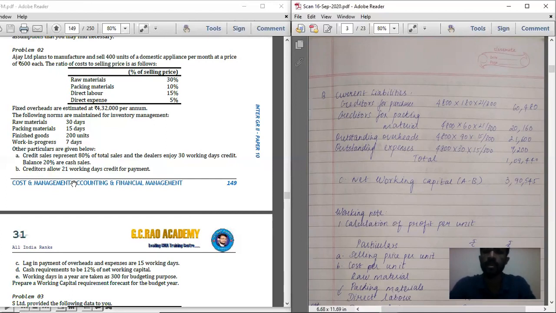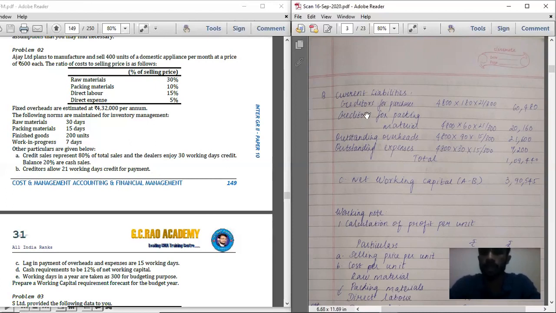Below creditors for purchase is creditors for packing material. In the calculation column, put 4,800, for packing material also 21 days. See, they have mentioned creditors allow 21 working days credit for payment. They have not said only raw material or only packing material. So we are assuming that for both raw material and packing material, we are getting 21 working days of credit.